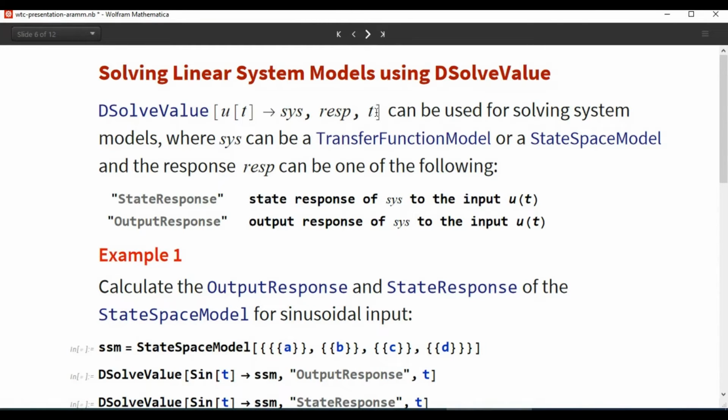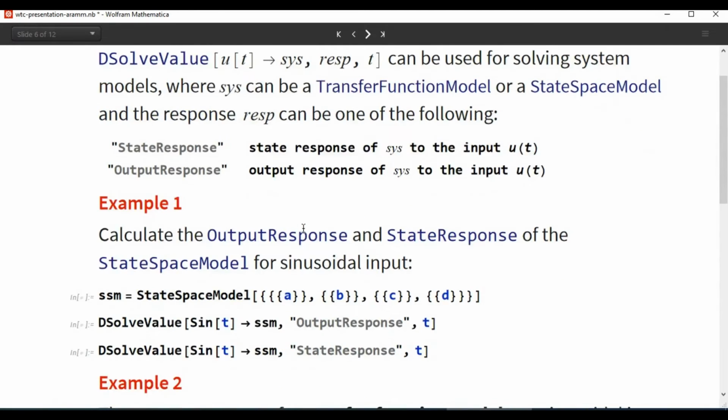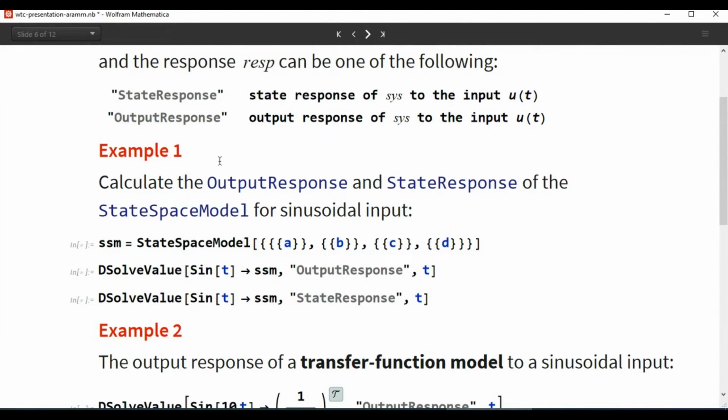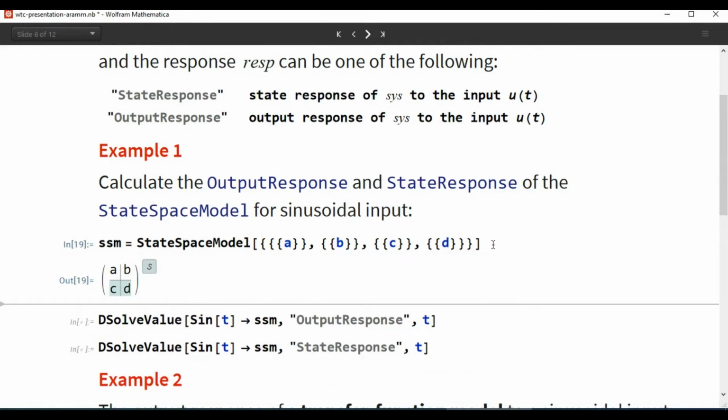And the third argument is time or any other independent variable. And here are a few examples to demonstrate this new feature. As an example one, let's try to calculate output response and state response of the state space model for sinusoidal input. So at first we have to generate the state space model.